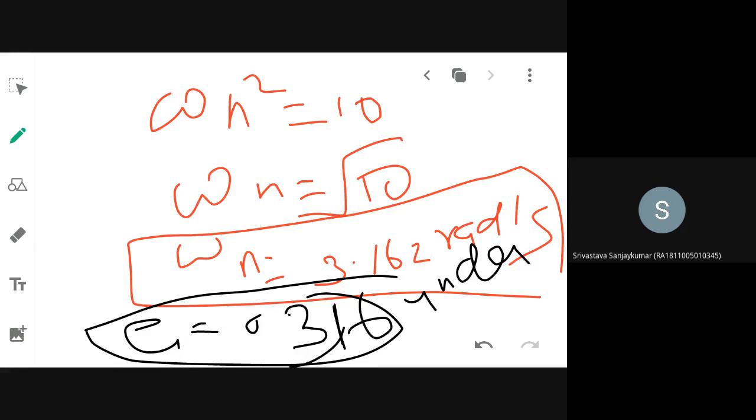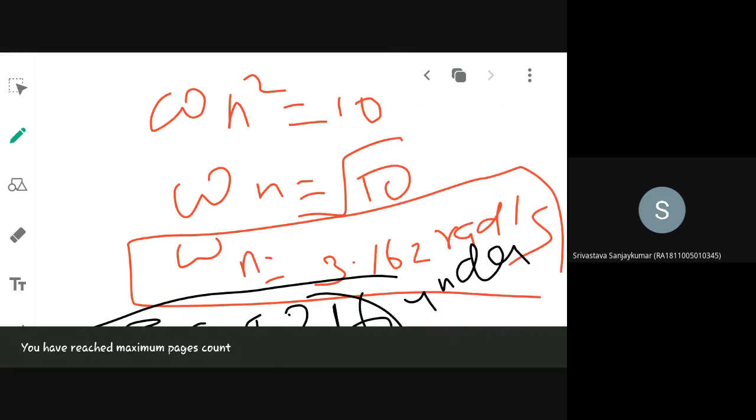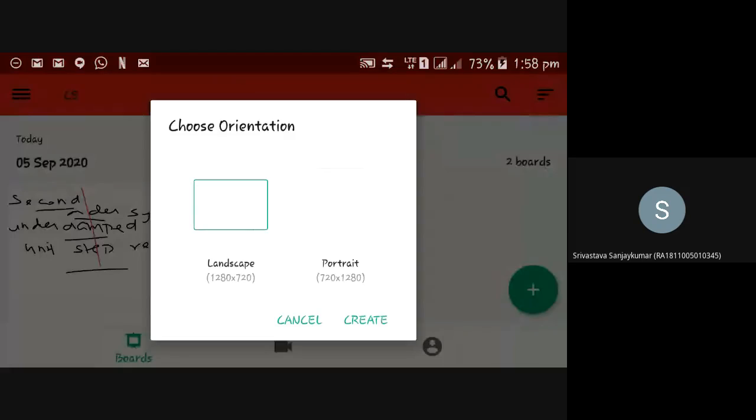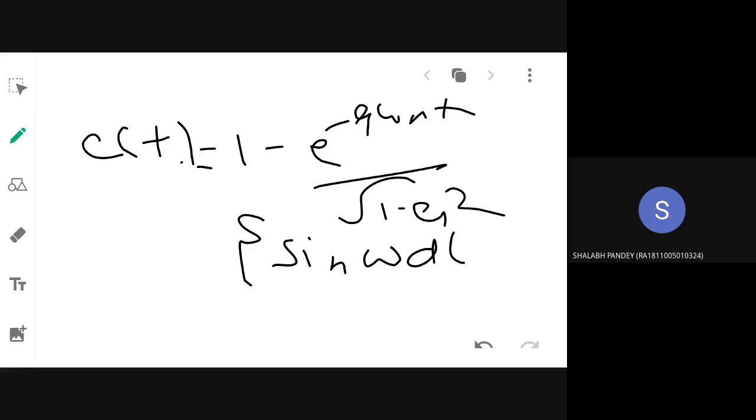Easy way is you know the ready-made C of t formula. You know what is zeta and omega n, and you are going to substitute there. So that is easy. Or otherwise you have to derive. So I'm creating a new board. Tell me what is the ready-made formula? C of t is 1 minus e power minus zeta omega n t divided by square root of 1 minus zeta squared, into sine of (omega d t plus theta). This theta you have found out.